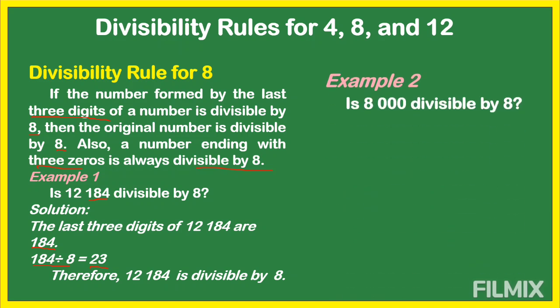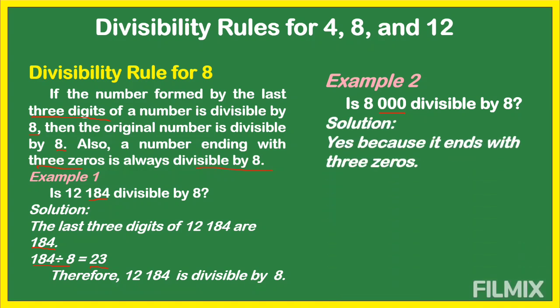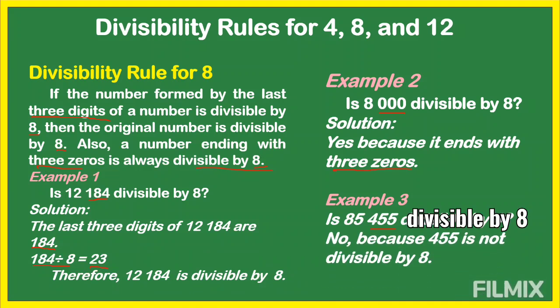Another example. Is 8,000 divisible by 8? Yes, because it ends with 3 zeros. It says here that a number ending with 3 zeros is always divisible by 8. Another one. Is 85,455 divisible by 8? No, because 455 is not divisible by 8.